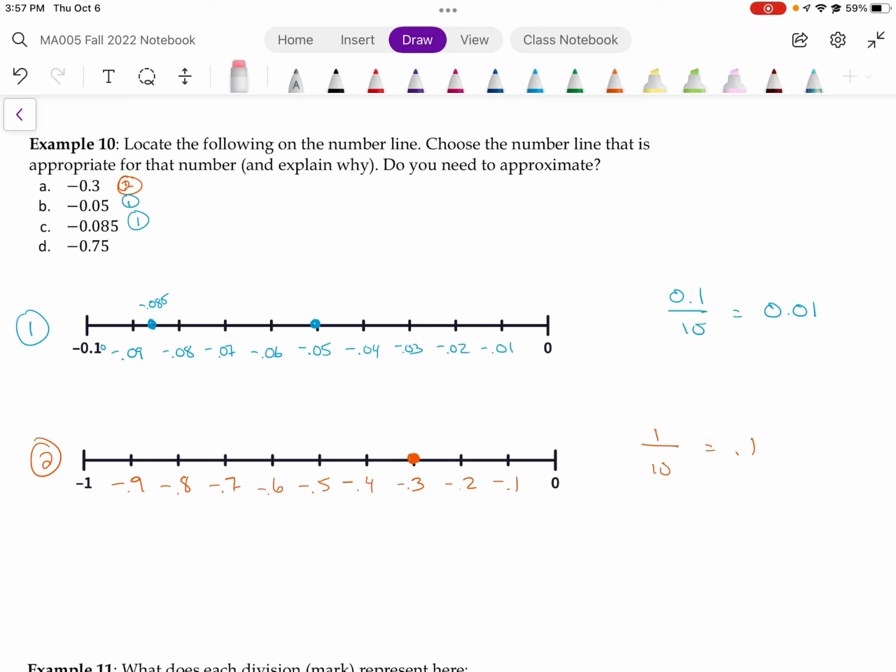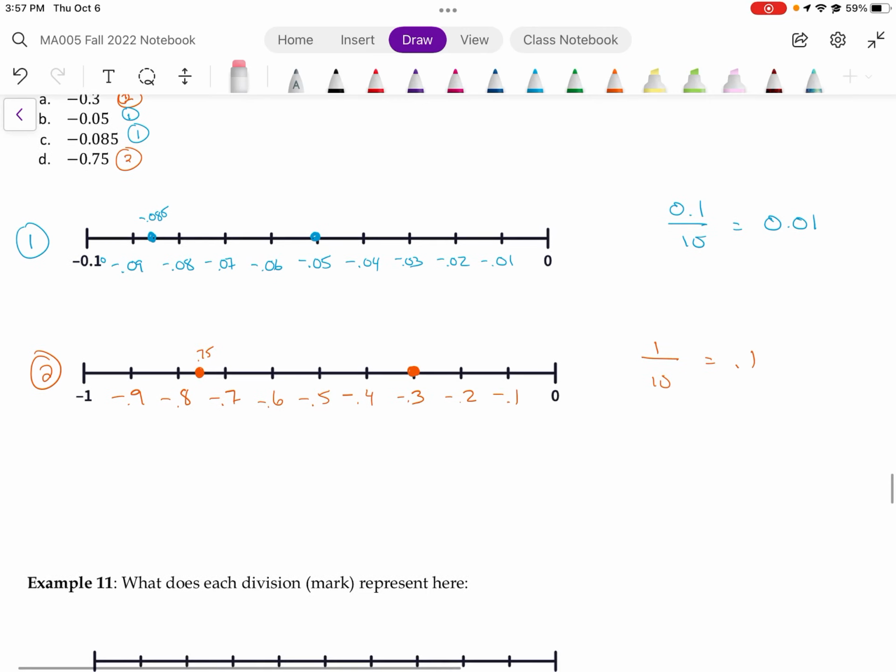All right, and the last one, 0.75, I'm going to say that that should be on the second one because it's way too big to go on the first one. It would be way off the graph there. So 0.7 is here and 0.8 is here, so 0.75 is in between. Negative 0.75. Remember, it's going in the opposite direction, so you have to think backwards, going to the left.